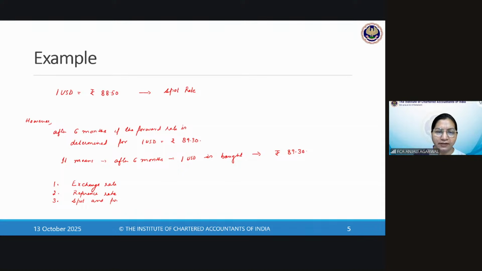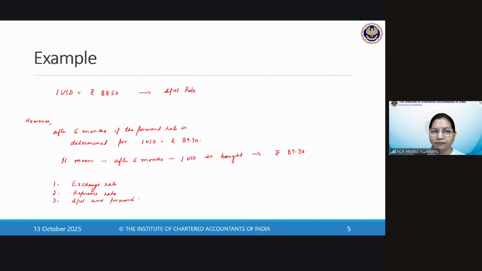Spot is the current rate at which you can trade the currency, though you will get it not immediately, but after 2 days of the contract. And forward rate is the price at which the currency will be made available to you at some future point of time. And the specific amount of currency has to be taken into consideration.